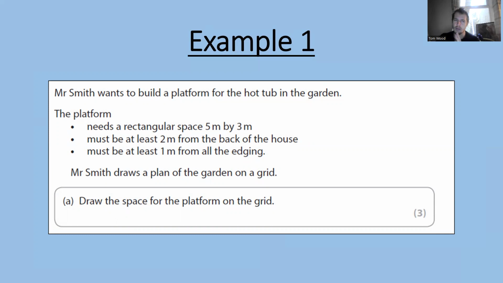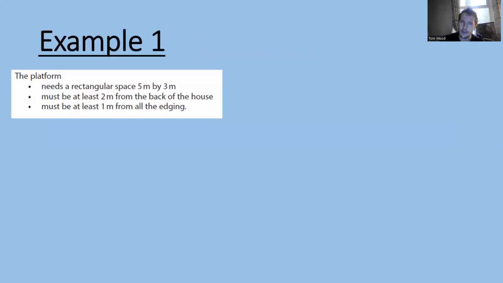And what you'll notice here is it's 3 marks. So you will get 1 mark for each of these. If you draw a rectangle that is the correct size using the scale, you'll get 1 mark. If you meet all of the criteria, obviously you get all the marks. If you just draw an object that is not quite the right size and it's within 2 meters of the back of the house, but it's 1 meter from all of the other edging, you'll get 1 mark still. So it is just literally a process of elimination, tick them off as you go.